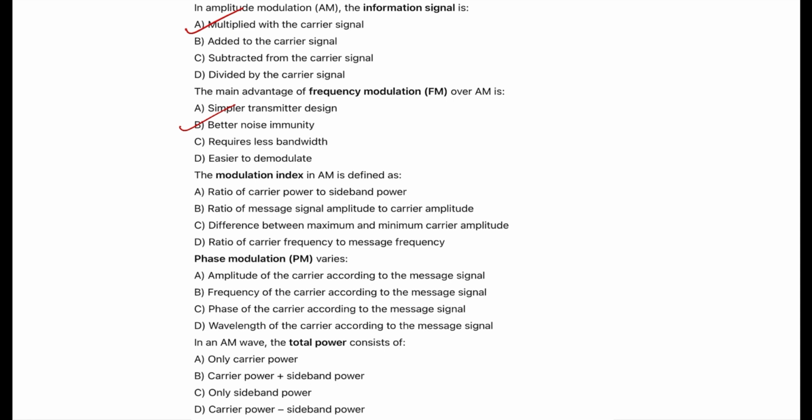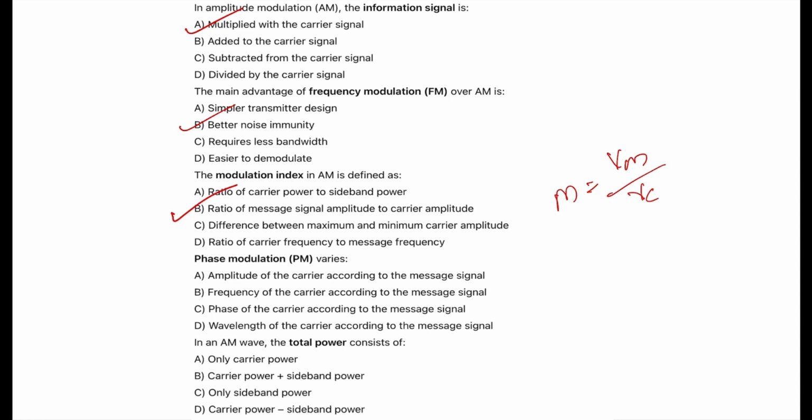Next question. The modulation index in AM is defined as: option A, ratio of carrier power to the sideband power; option B, ratio of message signal amplitude to the carrier amplitude; option C, difference between maximum and minimum carrier amplitude; option D, ratio of carrier frequency to message frequency. We know that the modulation index m is equal to Vm by Vc, that is the ratio of message signal amplitude to the carrier amplitude. That is option B.